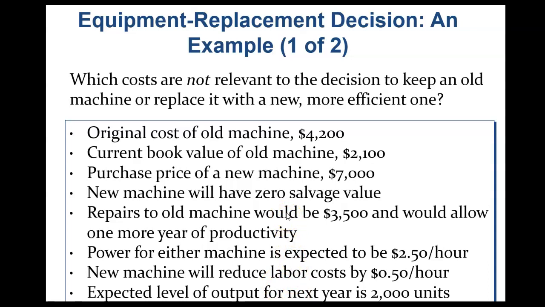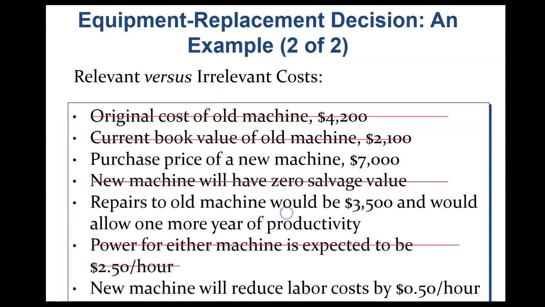So which ones are not relevant? Well, the original cost of the old machine is irrelevant because it's a sunk cost. The current book value of the old machine is also irrelevant. That's a sunk cost. If you think about what book value is made up of, it's the cost of the machine less the depreciation. Those are both sunk costs.